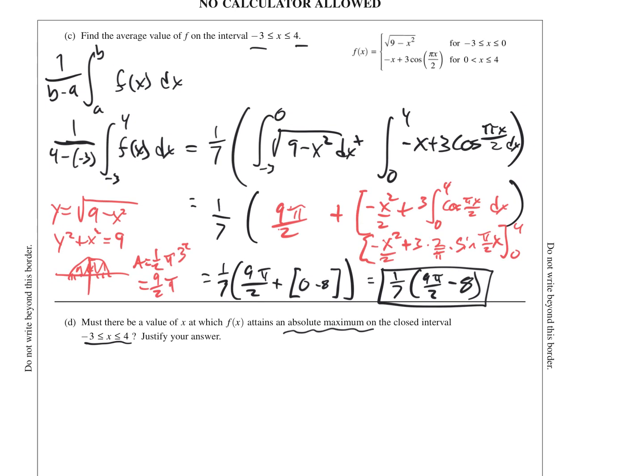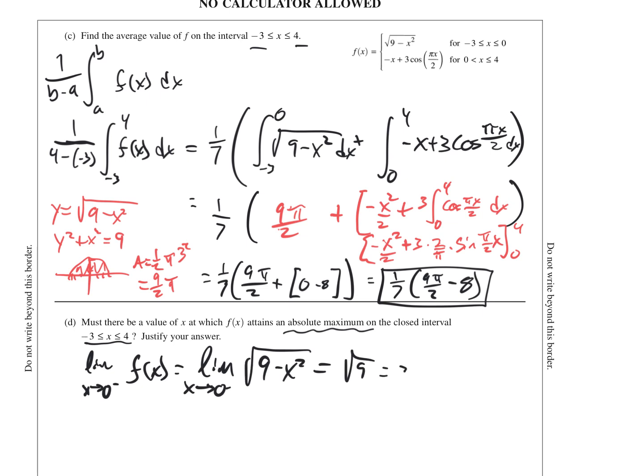So we need the limit as x goes to 0 from the left of f of x, and that is going to be the limit as x goes to 0 from the left of the square root of 9 minus x squared. Well, that's just plug in 0, and you get the square root of 9, which is 3.